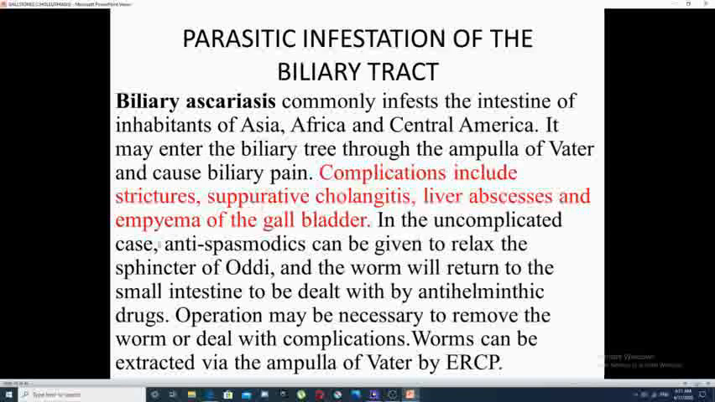In uncomplicated cases, antispasmodics can be given to relax the sphincter of Oddi. The worm will be returned to the small intestine, where antihelminthic drugs will be helpful. Operation may be necessary to remove the worm or deal with complications. The worm can be extracted through the ampulla of Vater by ERCP.